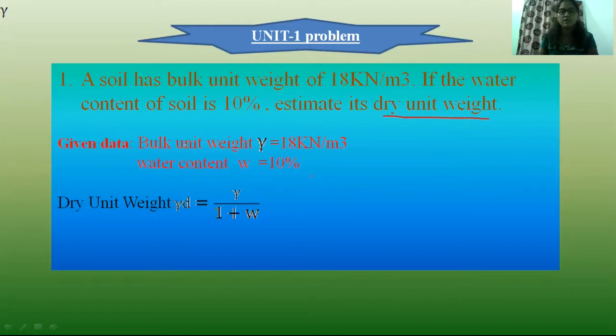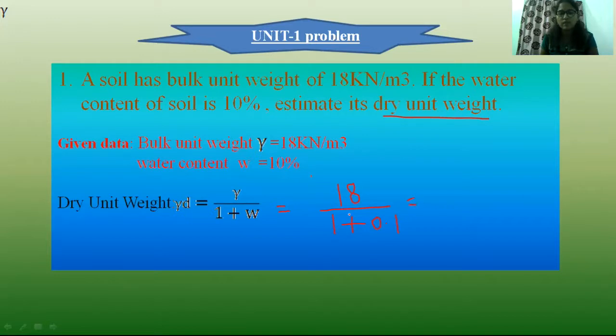First of all, write the given data. Bulk unit weight gamma is equal to 18 kilonewton per meter cube, and also given water content W is equal to 10%. Now you can calculate dry unit weight. Gamma D is equal to gamma, 18 kilonewton per meter cube, divided by 1 plus water content. What is the value of water content? 10%, so you can write it as 10 by 100, that is equal to 0.1.